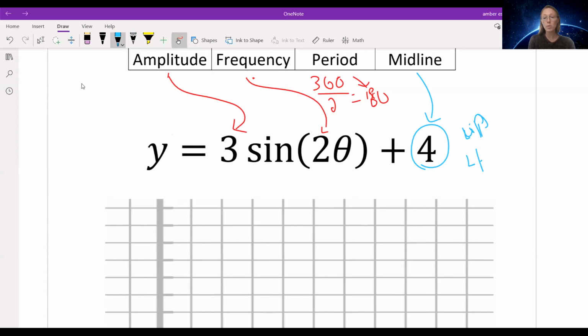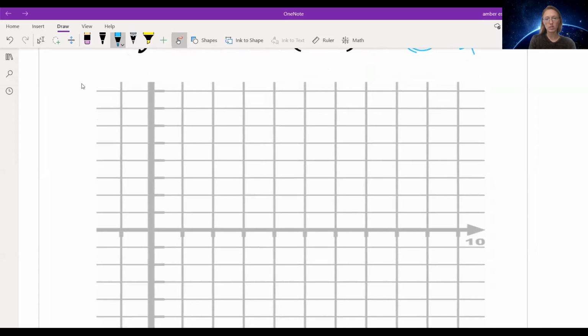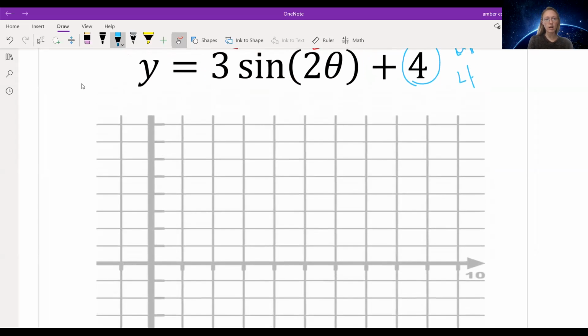Okay, so if we were to graph this, all right, so let's see. Our midline would have started here, but because it is now positive 4, it's going to shift our midline up 4. So 1, 2, 3, 4. So here is our new midline, right across there, just like that.